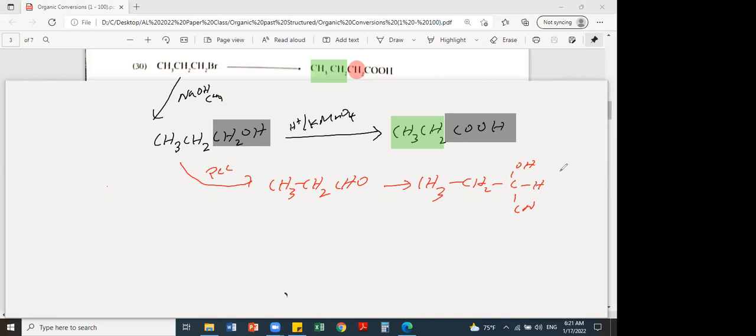After that, H plus, H2O. Then the problem is what? What will happen to this OH group? Yeah, CN becomes COOH. Yes, correct. CH3, CH2, but this becomes COOH. Okay. But what happened to this OH? Now, how to reduce this OH into? You have to again put something, no?